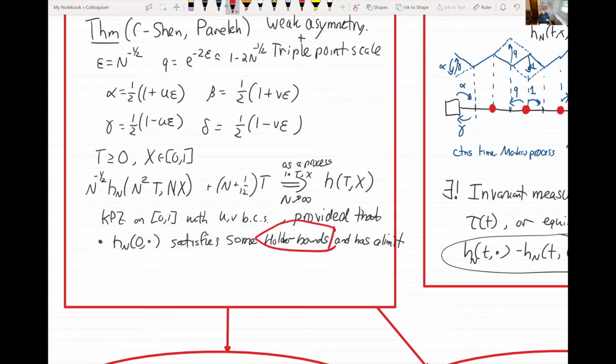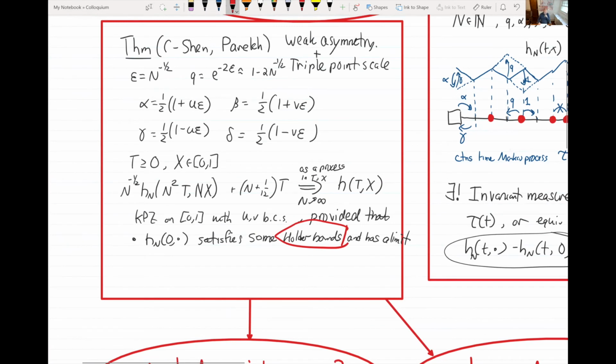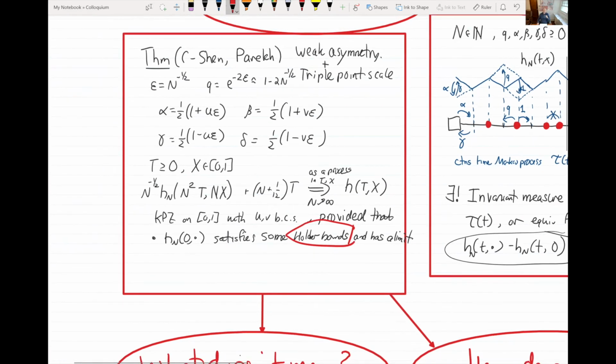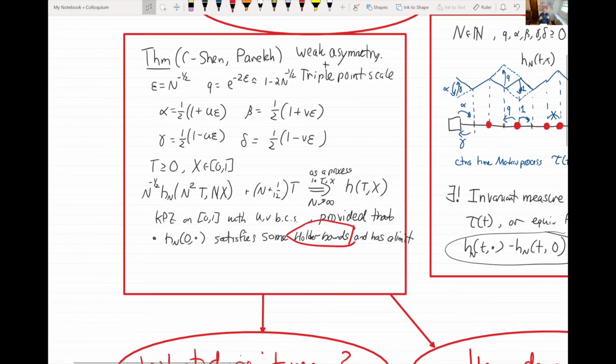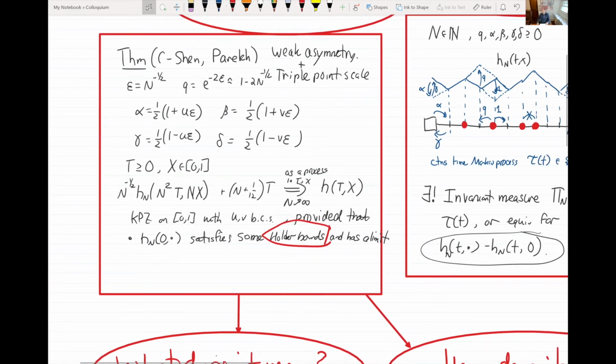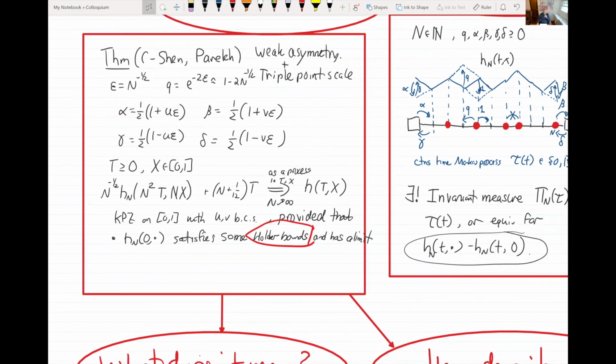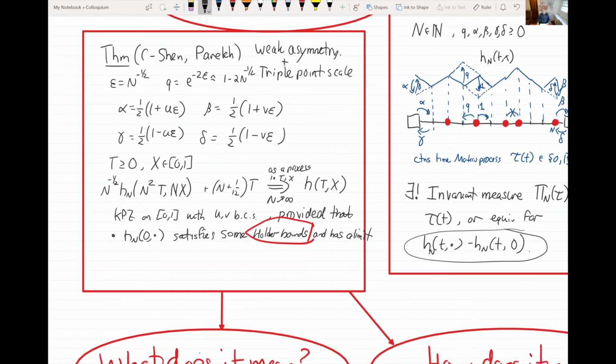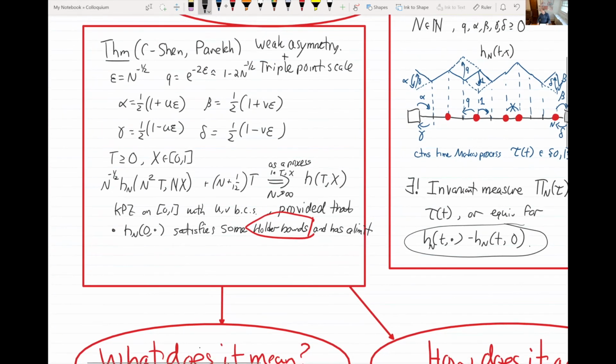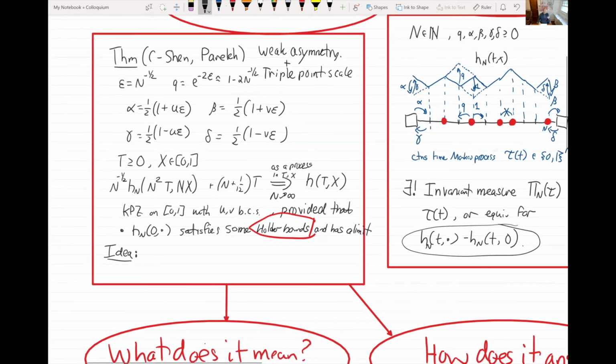Let me box this because these Holder bounds are actually really important and not at all obvious how you get them for the stationary measure, for which we have very little hands-on feeling for. And so we'll come back to this point a little bit in just a little while. Let me just give you an idea. How in the world do you show that this nice discrete object converges to a nice continuous object?